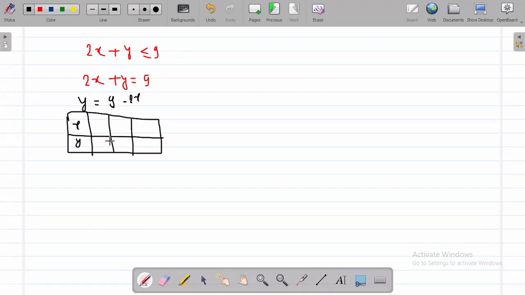If you put x as 0, y will be 9. If x is 2, y will be 5. If x is 3, y will be 3. So in this way, we found the values.